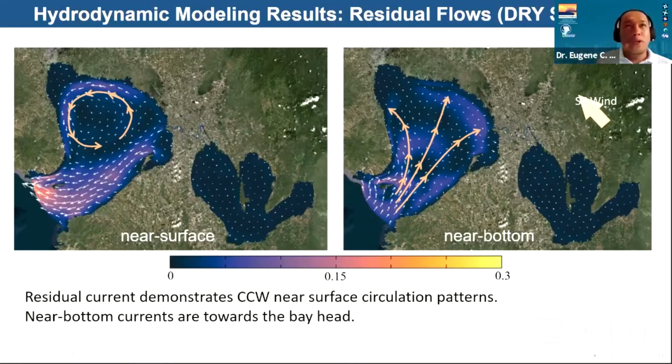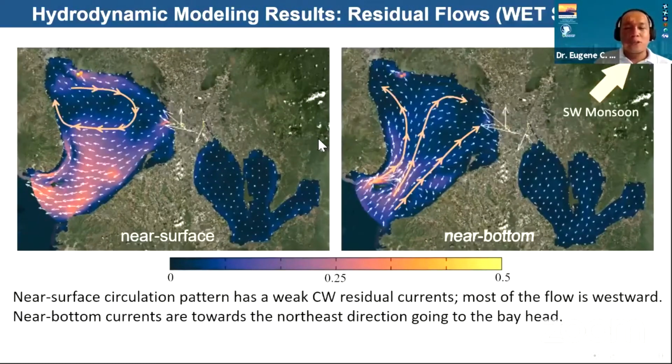So these are more important for assessing what we call material transport. If we want to learn how any particle or material will be transported or move within the bay, we need to look at what we call the residual current. This has a more long-term effect, because the tides are just coming in and going out, and it repeats within the day, within a month, and so on. But this one is much more for the long term. Okay, and then these are the conditions during the wet season. So you can see the gyre circulation is now clockwise, again because of the southwest monsoon, but the bottom current remains to be towards the bay head.